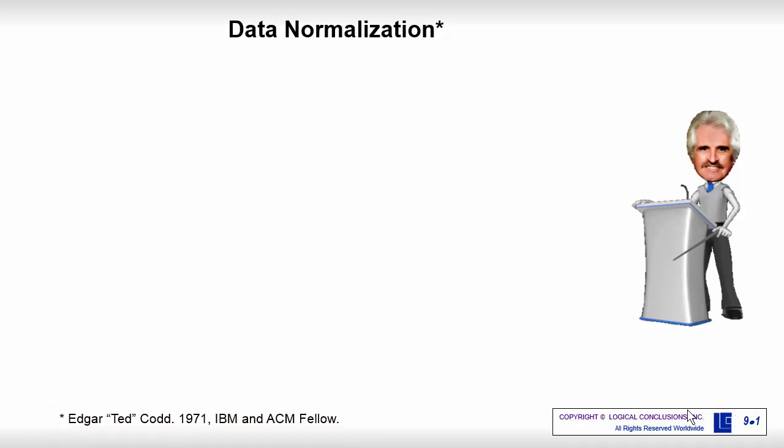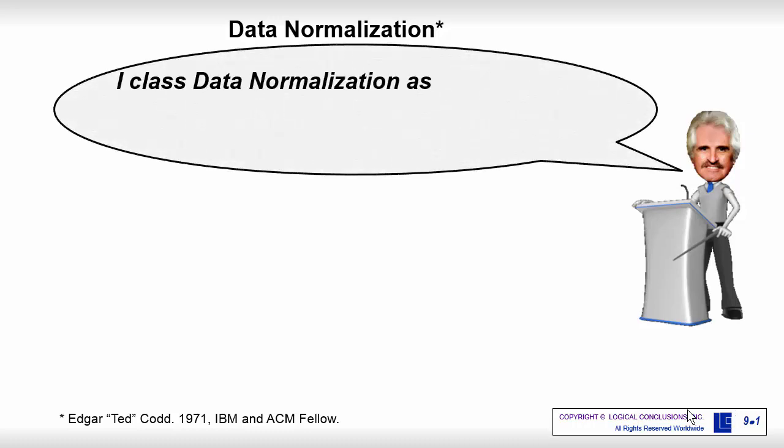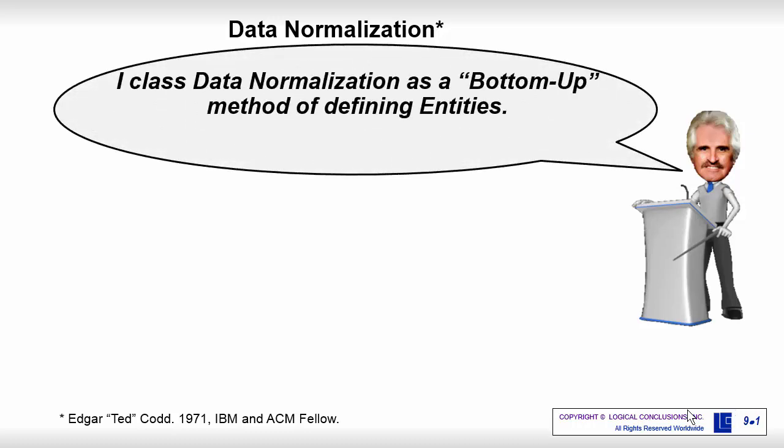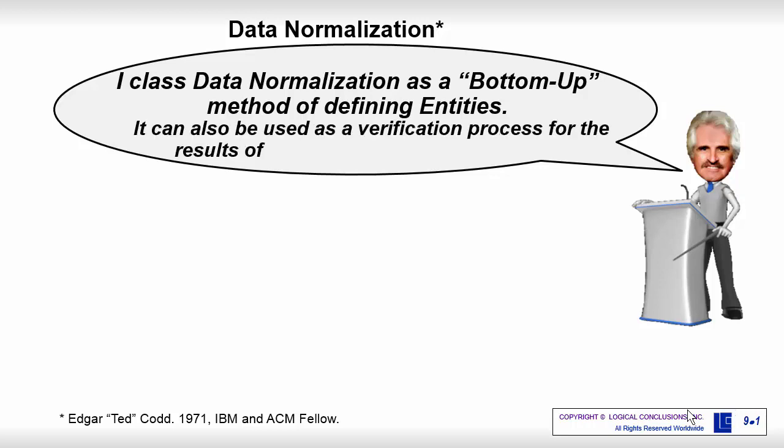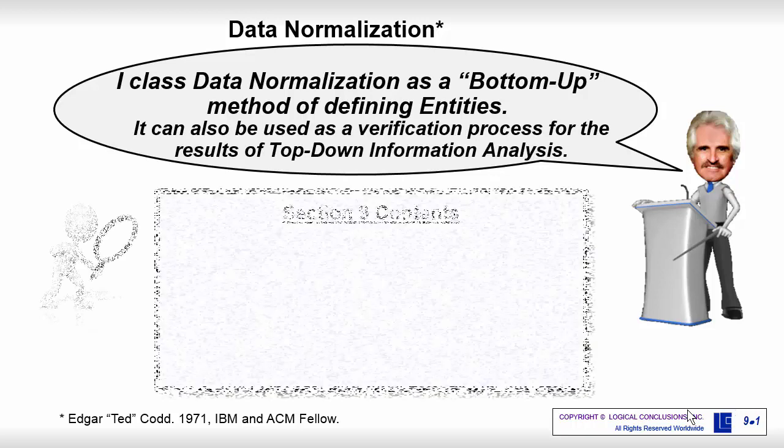There are additional normalization forms, but I'll stop at third in this tutorial. I class data normalization as a bottom-up method of defining entities because it works at the detailed data element level to discover entities and assign their data elements. However, it can also be used as a verification process for the results of top-down information analysis.